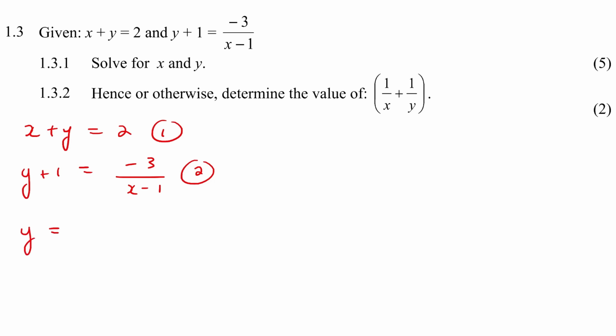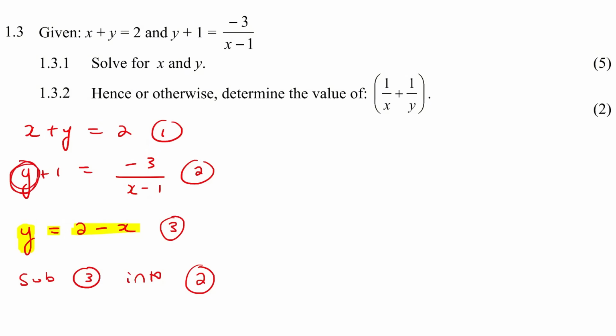So I'm going to say y equals, and then I'm going to take that x to the other side. That is going to now be equation 3. I'm then going to substitute equation 3 into the equation that I haven't yet used, which is equation number 2. So what does that mean? Well, if you look carefully, we're saying that y is the same as 2 minus x. So when I go to equation 2 now, wherever I see a y, I'm going to replace it with 2 minus x. So that's going to become 2 minus x plus 1 equals -3 over x minus 1.